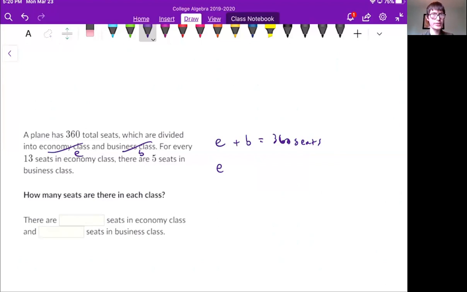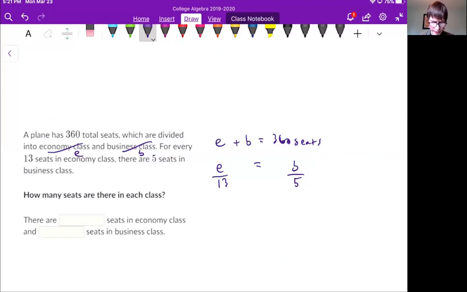So in order to make those two things equal each other, what can I do? If I want to put an equal sign between them, maybe I take the economy class and divide that by 13, and take the business class and divide that by 5, and I would get the same number. For example, if I had 13 seats in economy class, I'd have 5 seats in business class. If I divide 13 by 13, I get 1. If I divide 5 by 5, I get 1. I'll get a true statement.